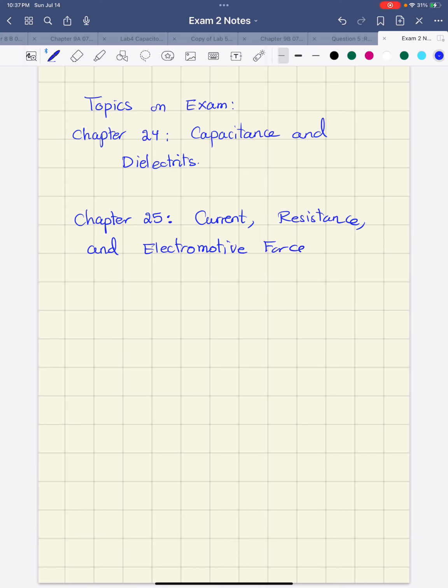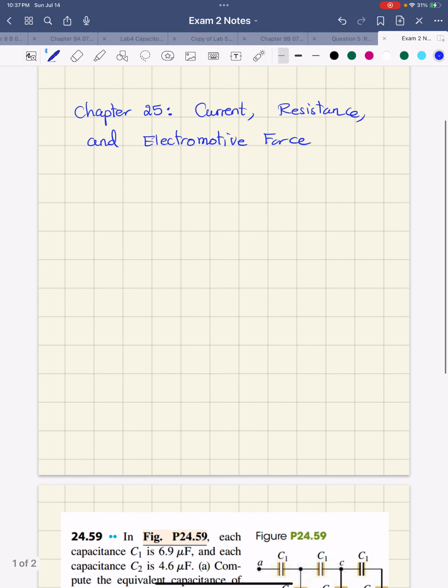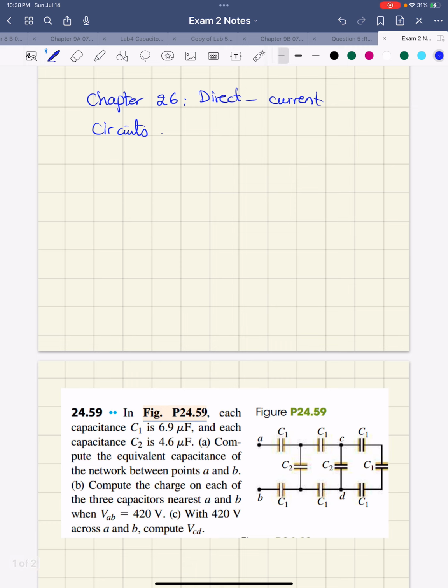This chapter is providing basic information that is going to be used more in application in chapter 26, which will be about direct current circuits. Then we are going to talk about circuits in general, and how to analyze circuits with resistors and capacitors.